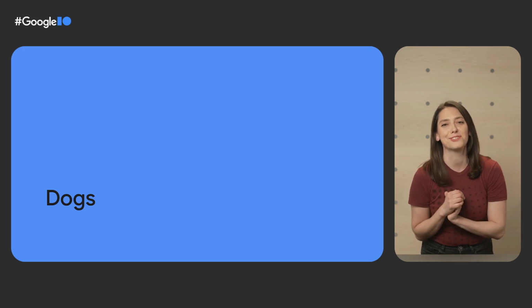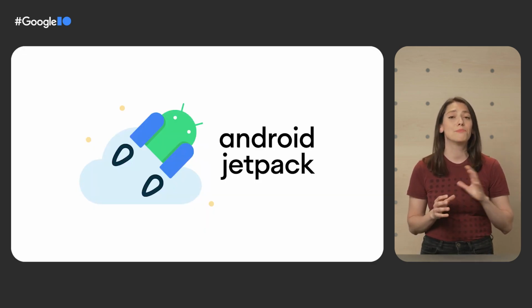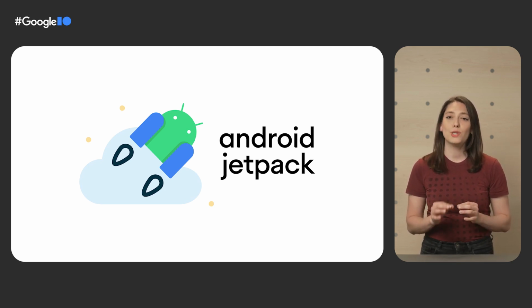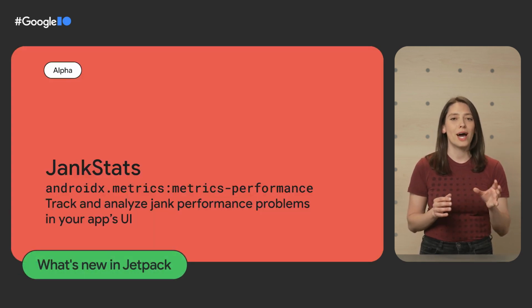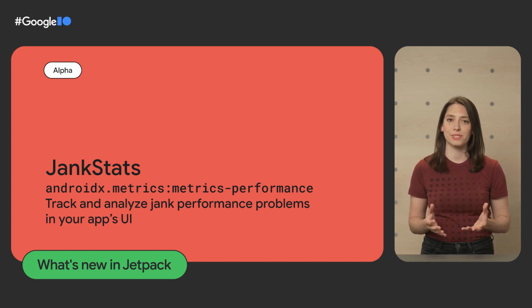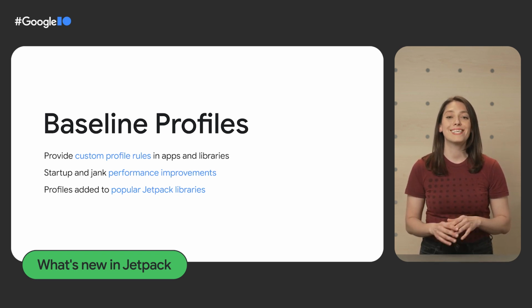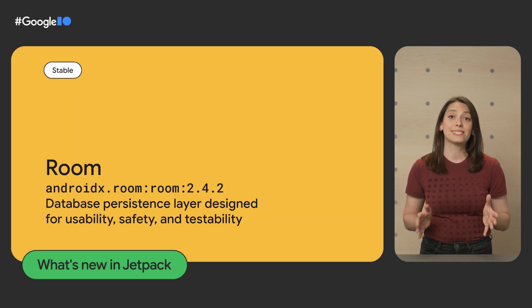Okay, my second favorite, Jetpack. Our Jetpack libraries help you implement our opinionated guidance and handle backwards compatibility. With over 120 libraries, Jetpack has a lot in store for you, from updates to existing libraries to brand new libraries. The new JankStats library helps you track and analyze performance problems in your apps. To make your app load faster and reduce dropped frames the first time a user interacts with your app, we created baseline profiles.